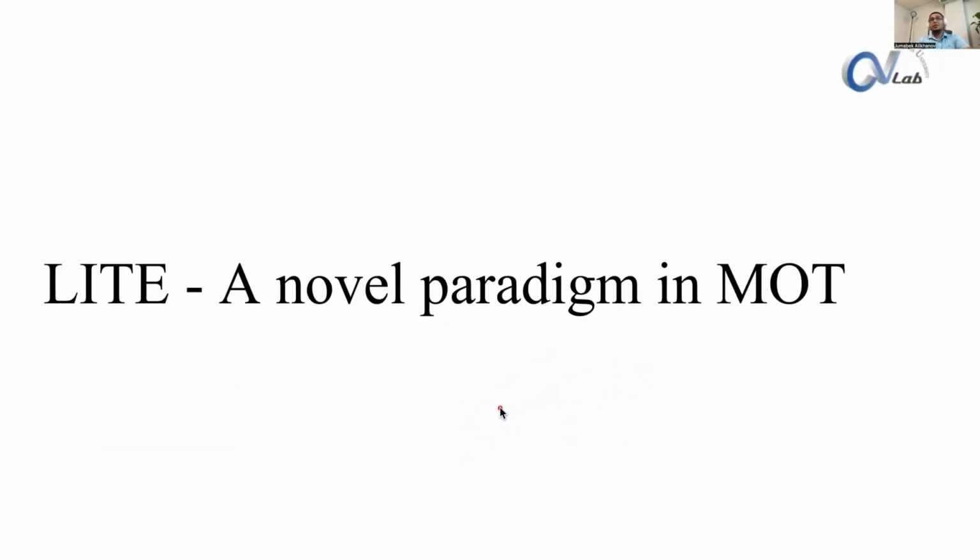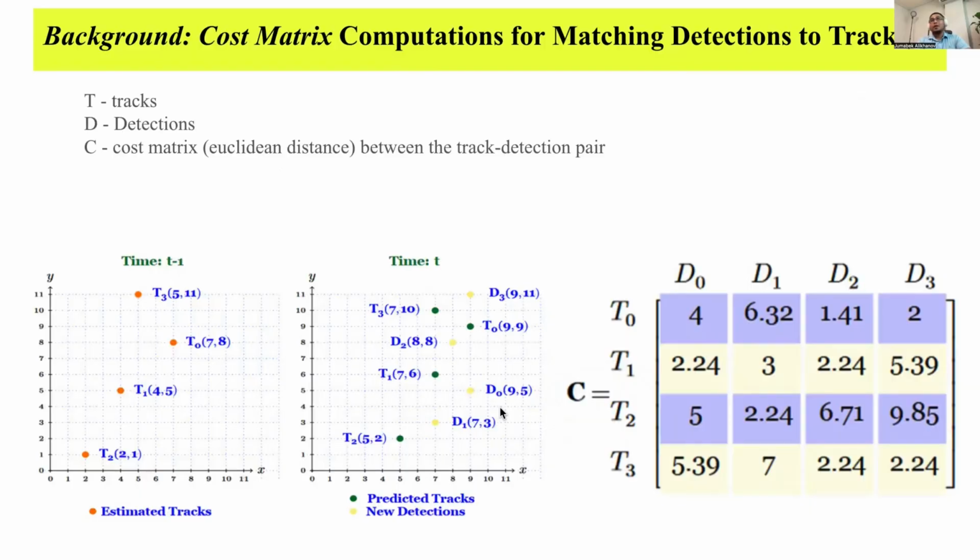All right, so now we introduce LITE. It's a novel paradigm in multi-object tracking. And before that, let's go through a little background. It's about the cost matrix. When you match appearance features, we need to match a detection-track pair, and we need to compute the cost, because we need to assign the smallest cost, right?